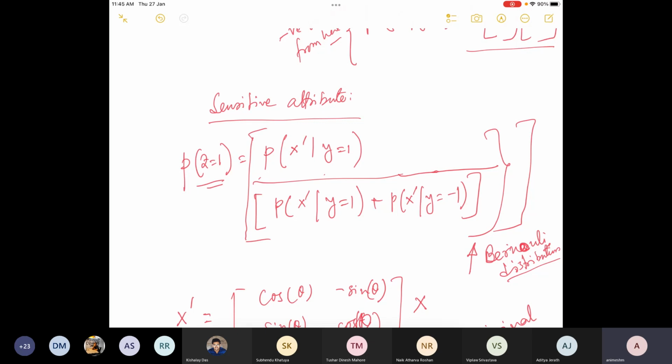Again, if C is closing to 0, then this means highly fair. Okay, so now let us go and see the results that the authors got from this particular synthetic set of experiments.